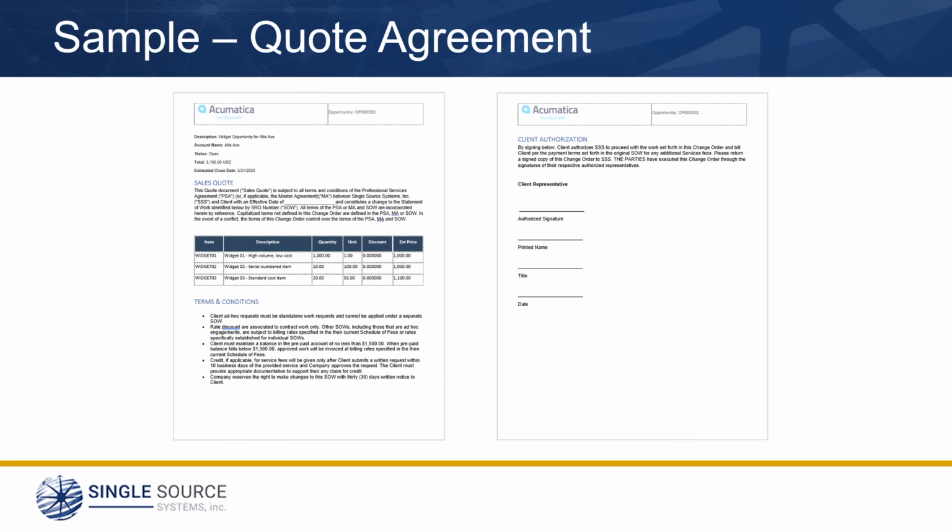As another example, here's what a quote agreement might look like. In this case, we're using opportunities. So at the top of the page, you can see what the opportunity number is. You can see what the opportunity description is, the account name that's associated with the opportunity, and the total of the quote. In this case, we've got a sales quote introduction section. We're actually extracting the line level detail from the sales quote and embedding that inside of this document in the table on page 1.